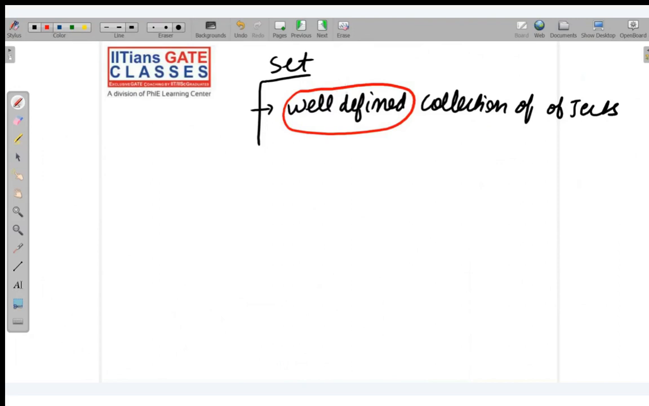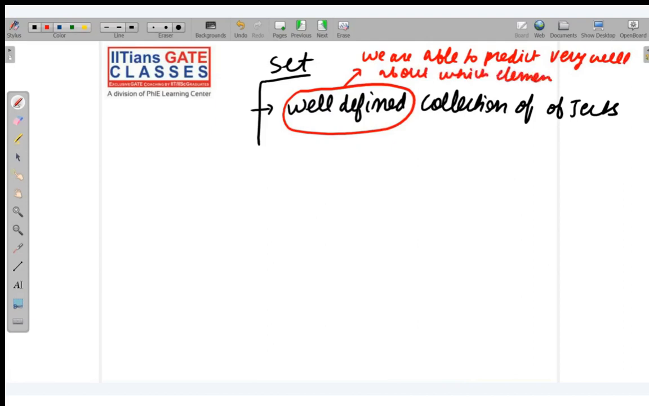Okay, so you are able to predict. Rather, I should say we are able to predict. Guess is not a correct word, we should say we are able to predict very well about which element belongs to the set and which does not belong to the set. And that is the basic meaning of well defined.